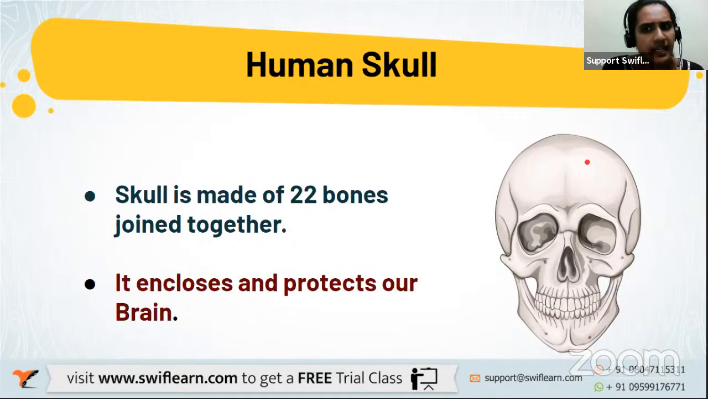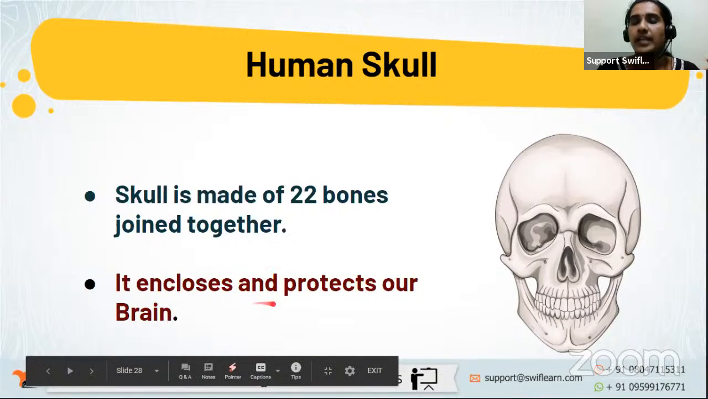What is inside the skull? You know that. It is the brain. The brain is protected with this helmet-like thing. This is the helmet of our body, and that is the skull. It is made up of 22 bones joined together. How many bones are joined here? 22 bones joined together to form the skull. It encloses and protects our brain.